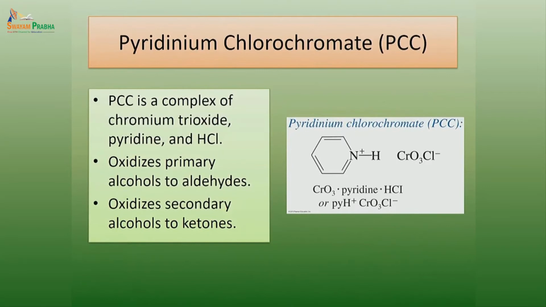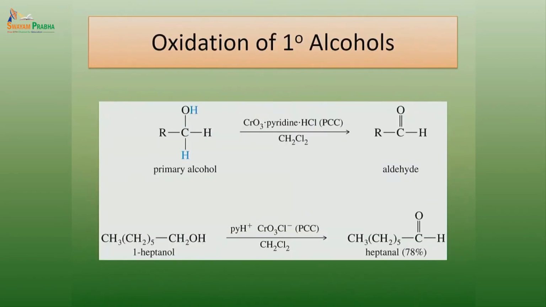The next one is pyridinium chlorochromate. The PCC is a much milder oxidizing agent than the previously seen potassium dichromate. So this oxidizes primary alcohols to aldehydes and secondary alcohols to ketones. So, oxidation of primary alcohols: when we use chromium trioxide in pyridine, that is pyridinium chlorochromate, we oxidize primary alcohols into aldehydes. The heptanol is oxidized to heptanal, and the yields of these reactions are quite high.